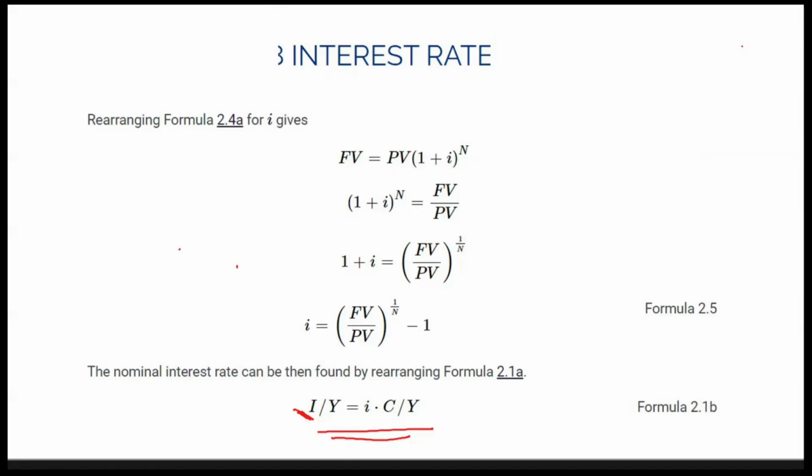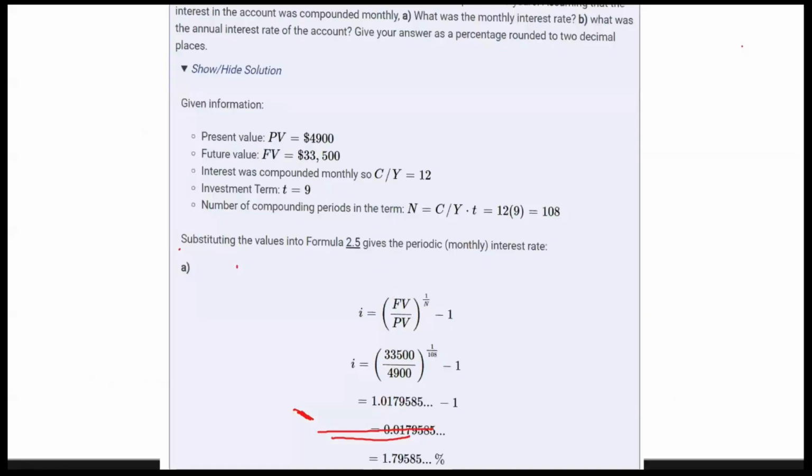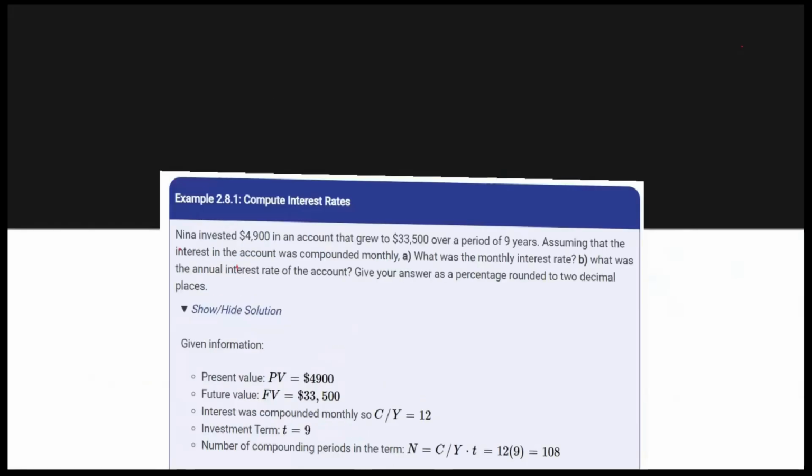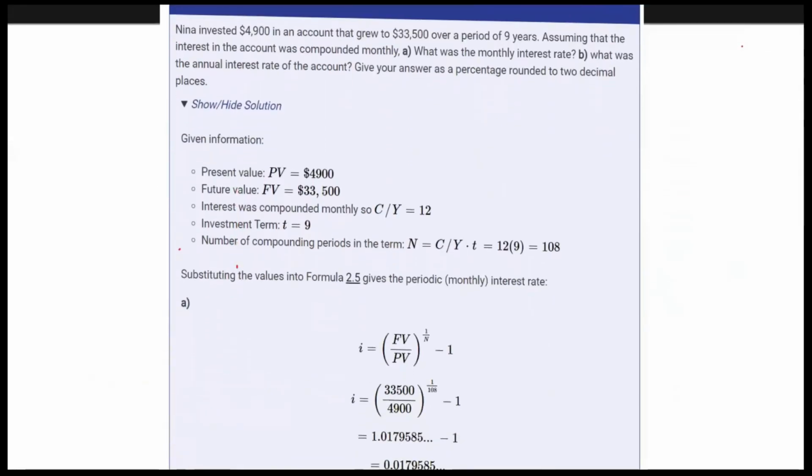So a little problem, maybe an example of it. This person invested some money. It grew to 33,500 over a 9-year period. You assume that the interest in your account was compounded monthly. What was the monthly interest rate? What was the annual interest rate? Give your answers as a percentage, rounded to 2 decimals.